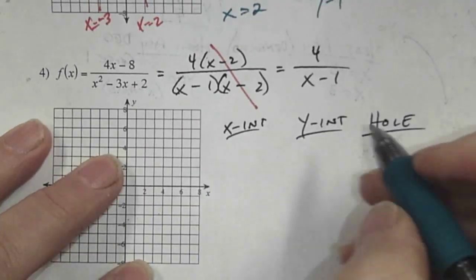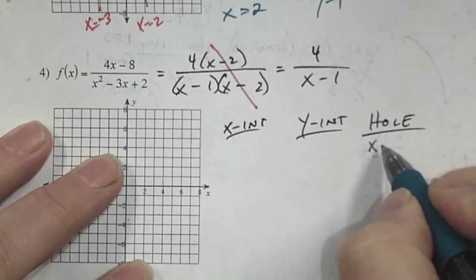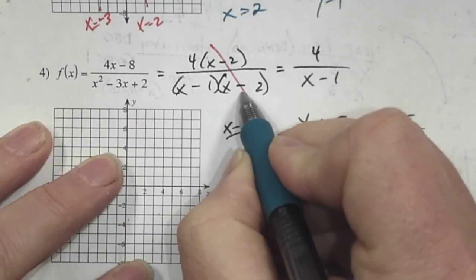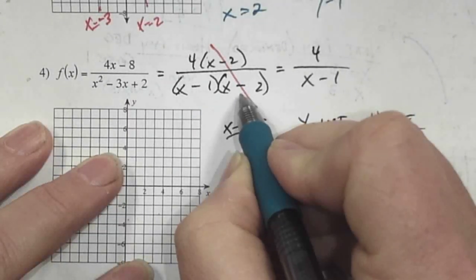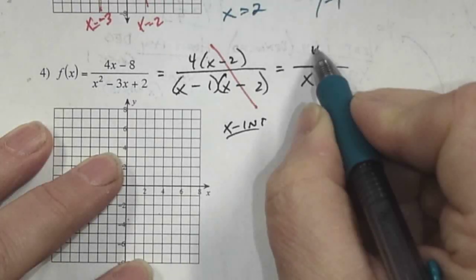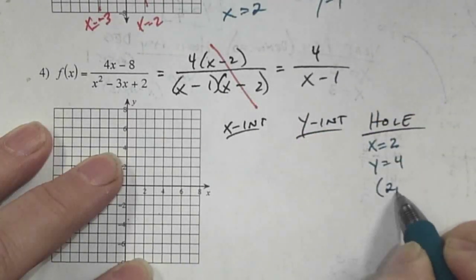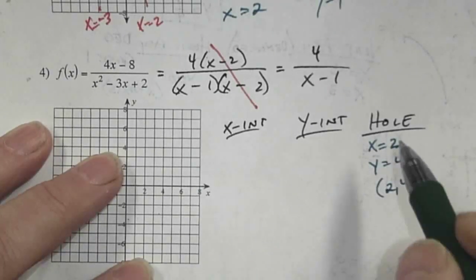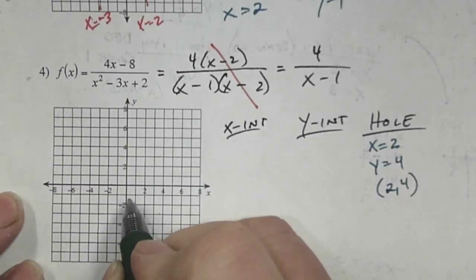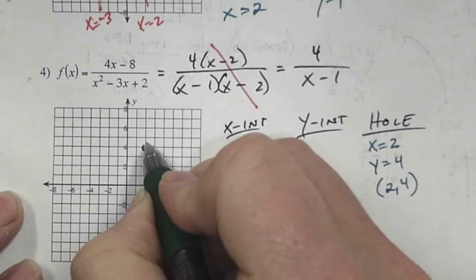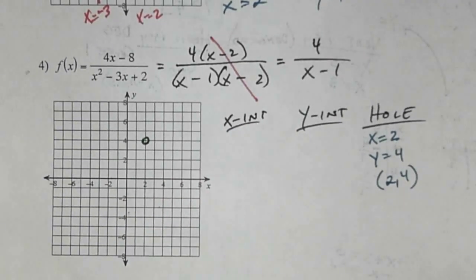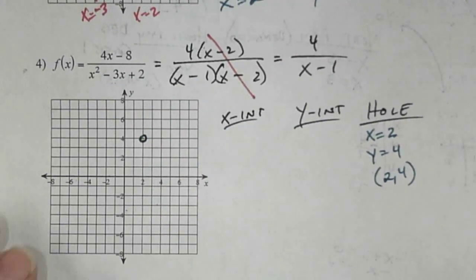I'm going to do the hole first. So excited. X minus 2 equals 0, so x equals 2. Let's plug 2 back in here. 4 over 2 minus 1. Y equals 4. So my hole is at 2, 4. The hole is the only place you use an ordered pair. Ordered pair 2, 4. Boom. I got a hole.